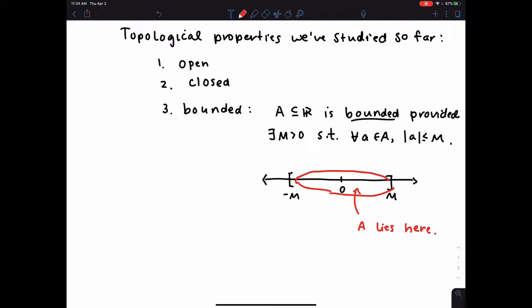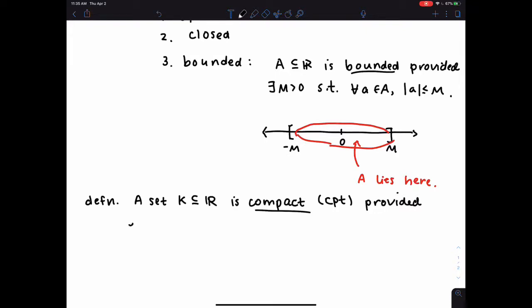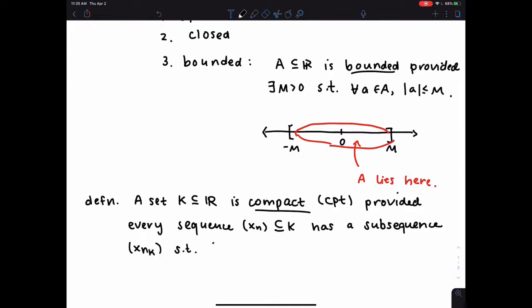So I'm going to start by giving you the definition of compact, and then we're just going to take a step back and look at it and say, what's familiar about this? So here's our definition. A set K that's a subset of R is compact, and we abbreviate this CPT, provided every sequence Xn that's a subset of K has a subsequence Xnk such that Xnk converges to X, where X is also an element of K.